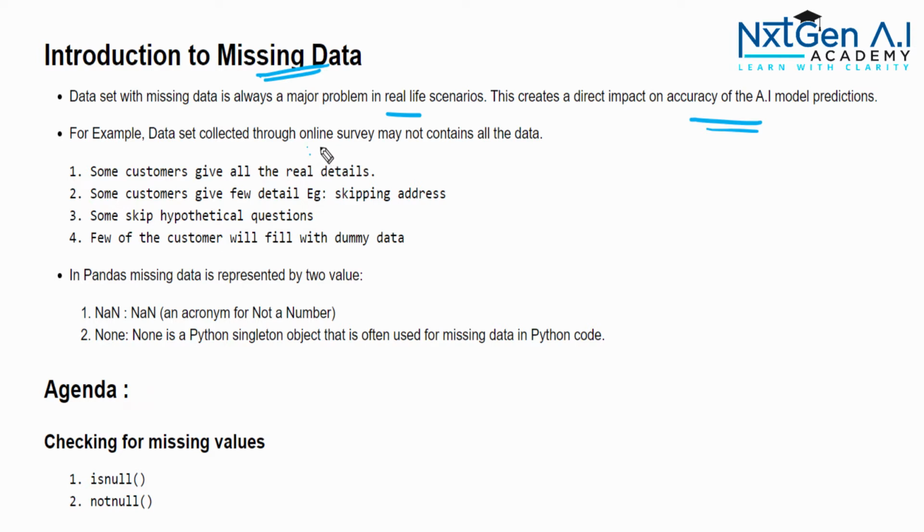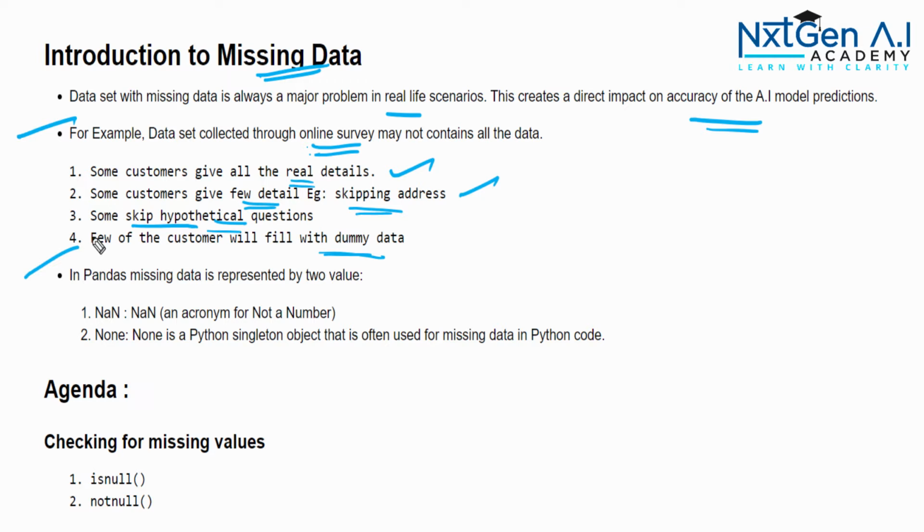We are asking some 1,000 customers to fill the online survey form. You know very well, some customers will enter all the real details, which is very important, but some customers will enter only a few details and skip things like addresses and other fields. In short, they will fill only the mandatory fields. In some cases, some customers will skip the hypothetical question, and there are some customers who will fill in dummy data. So these are all the possibilities while entering the value.